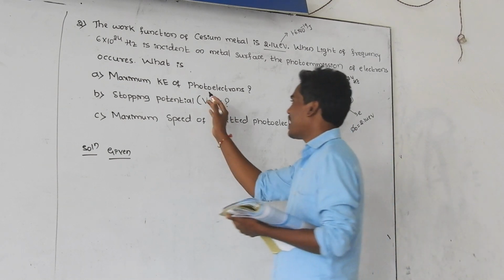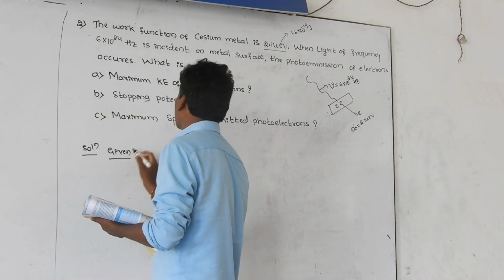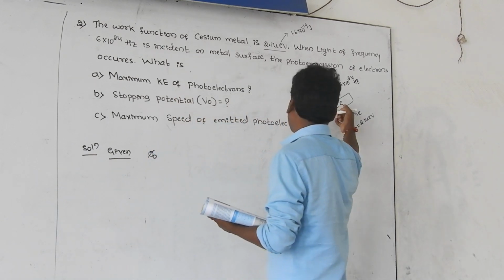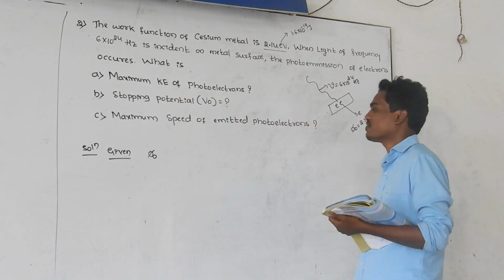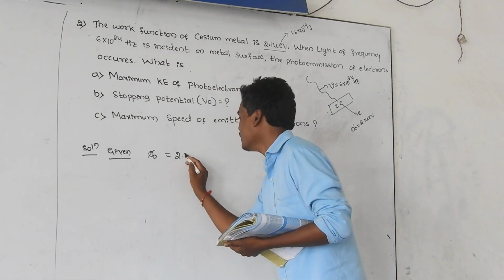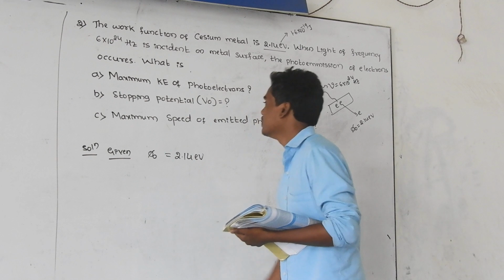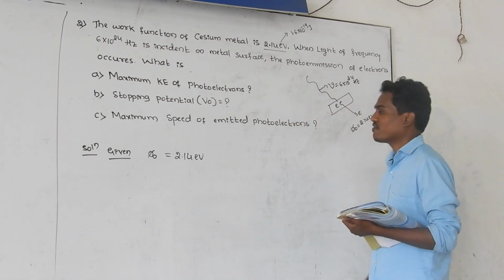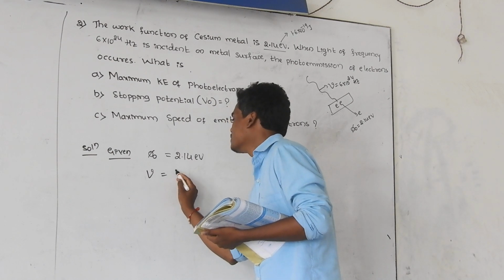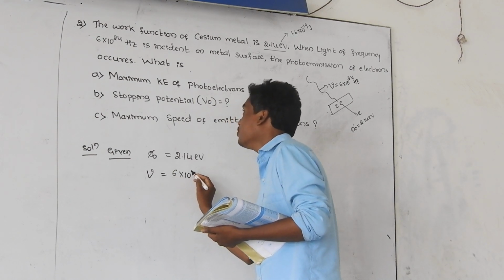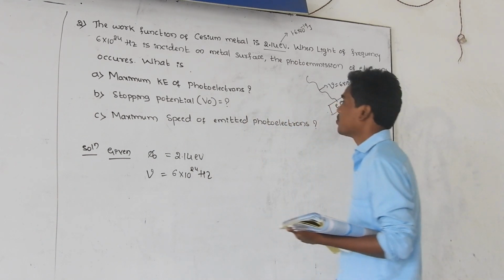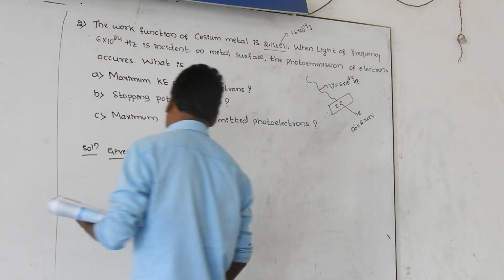First one, maximum kinetic energy. Given value here: work function of these electrons, the energy needed to come out from the surface of the metal. That is the work function of this cesium metal, 2.14 electron volt. Next, the radiation frequency is given, that is nu equal to 6 into 10 to the power of 24 Hz. And first we have to find out the maximum kinetic energy.